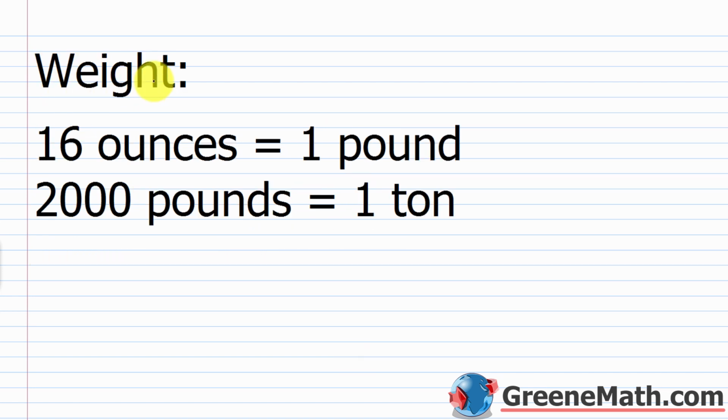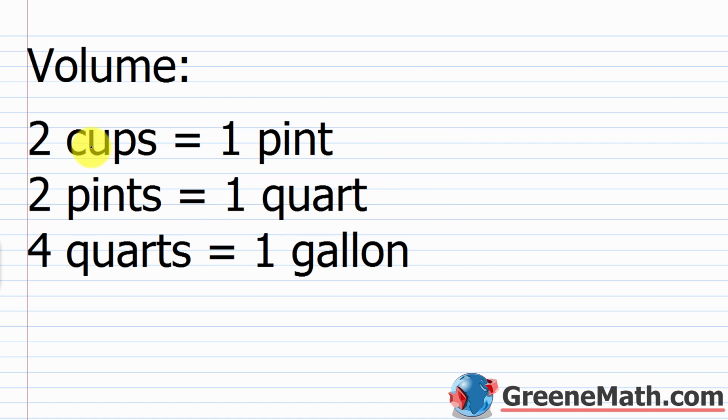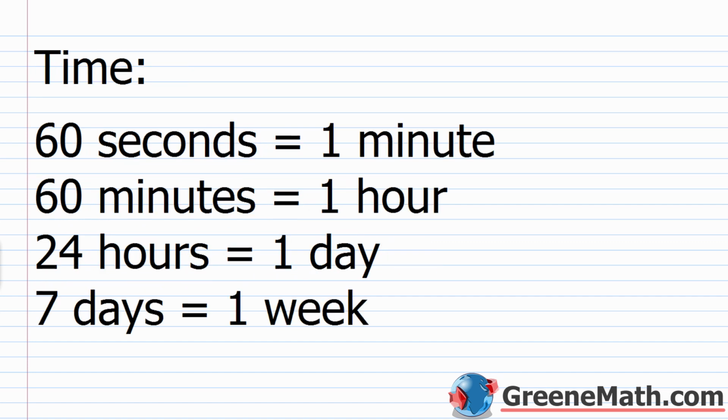All right, let's look at weight. We have that 16 ounces equals 1 pound. And we have that 2,000 pounds equals 1 ton. For volume, we have that 2 cups equals 1 pint. 2 pints equals 1 quart. And 4 quarts equals 1 gallon. And then lastly, for time, we have 60 seconds equals 1 minute. 60 minutes equals 1 hour, 24 hours equals 1 day, and 7 days equals 1 week.